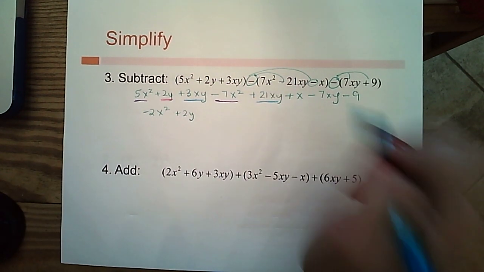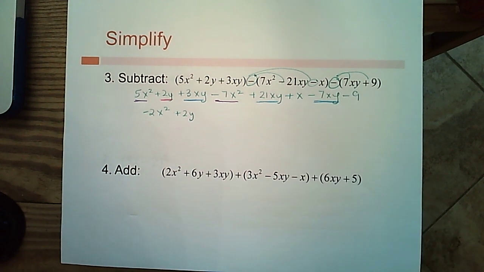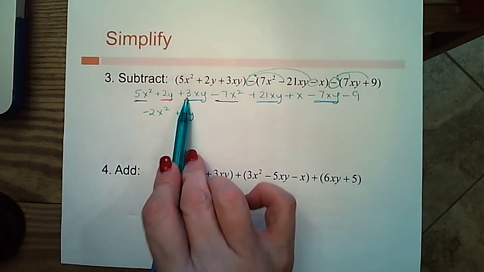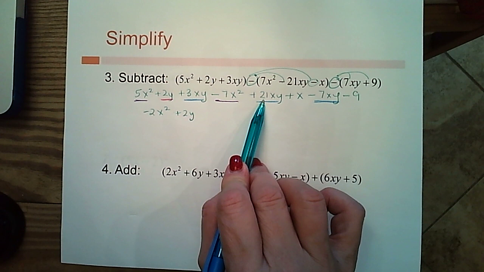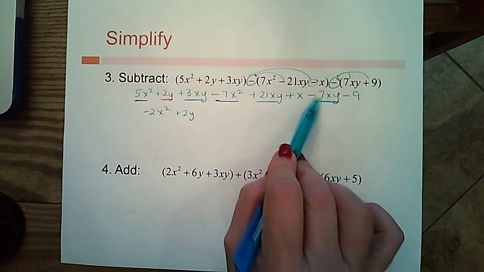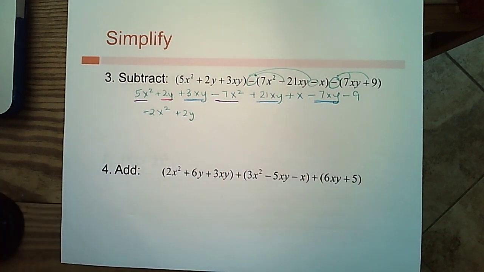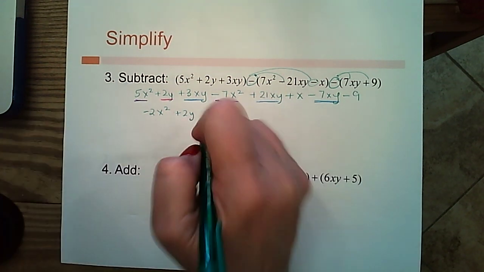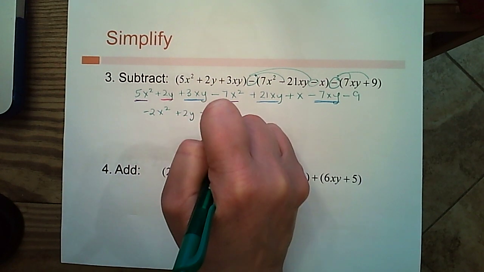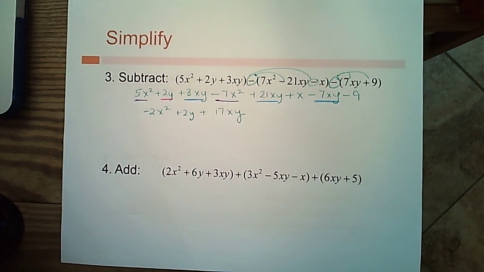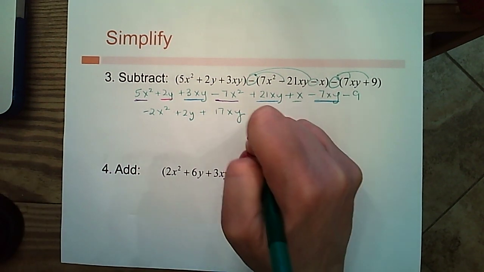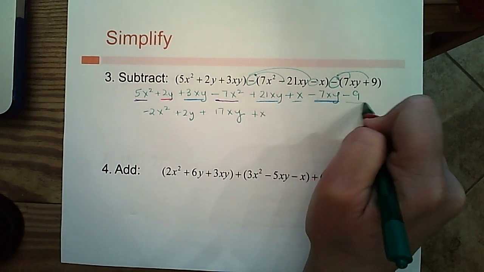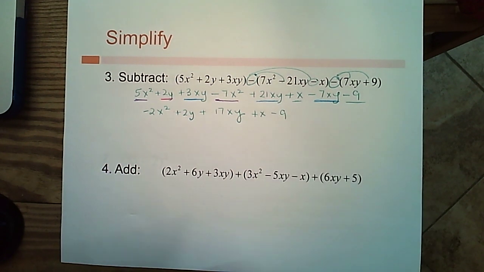3xy, 21xy, 7xy. So I have 3 plus 21 is 24. 24 minus 7, I'm just double checking my answer. It's going to be 17. So then I have positive 17xy. Then I'm looking here. My x does not have anybody, and my 9 does not have anybody.